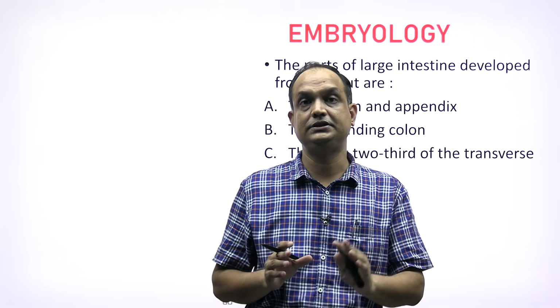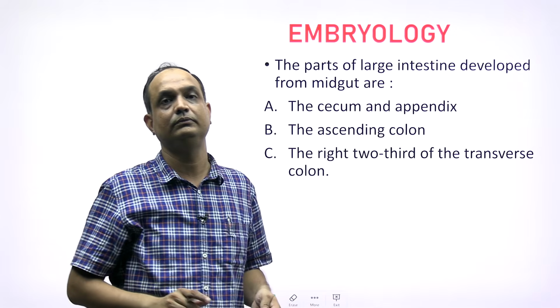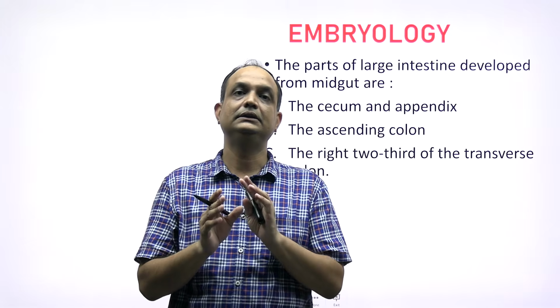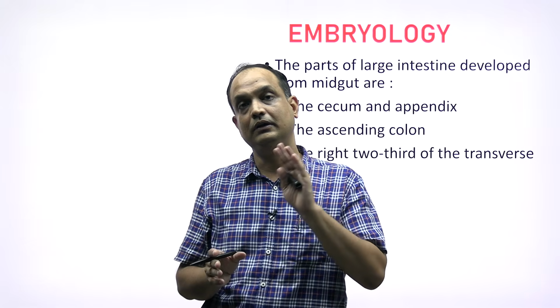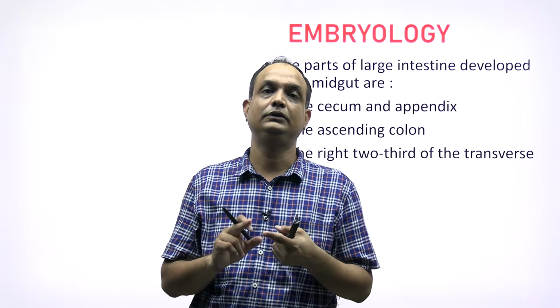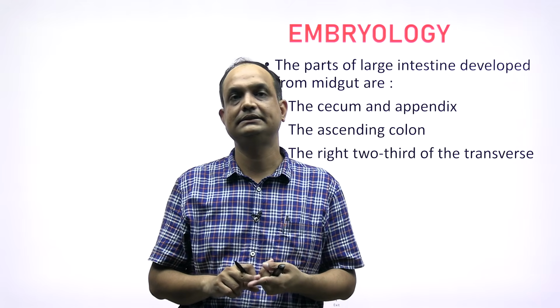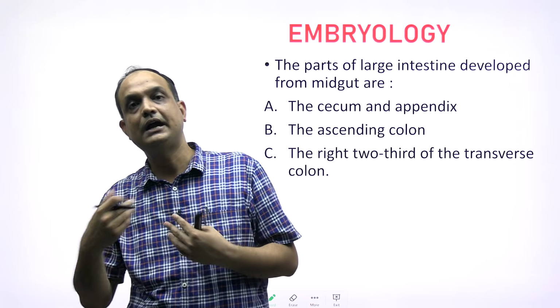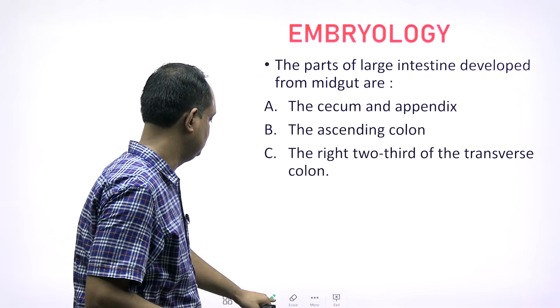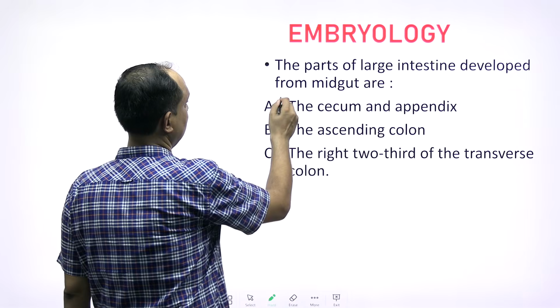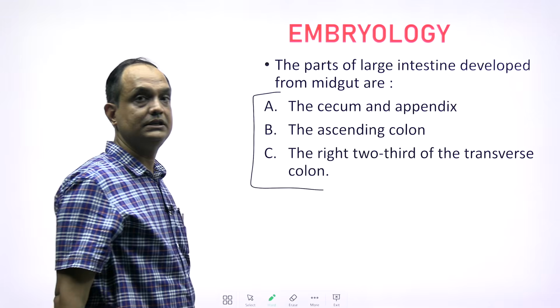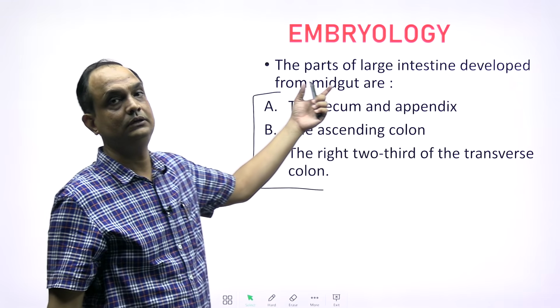Now the next part is the parts of the large intestine which develop from the midgut. We have seen the list initially, a long list that starts from the cecum. The parts which develop from the midgut are the cecum, then the appendix, then the ascending colon, and the right two-thirds of the transverse colon. So these are the parts of your large intestine that come from the midgut.